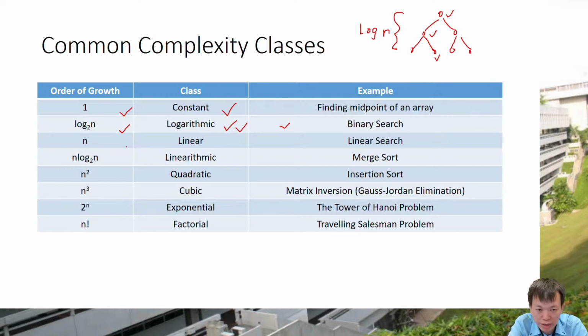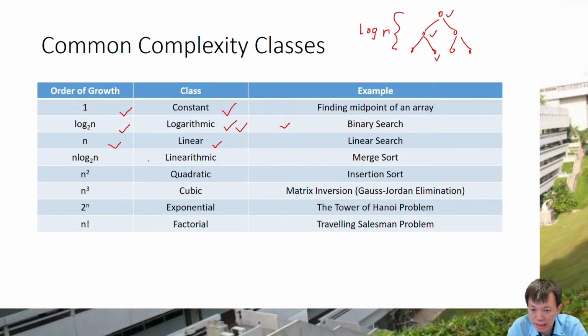You don't have to really know how to draw those diagrams. A lot of the time we can just use analysis to analyze the growth. The next one is linear. Linear is brute force search or linear search. You will see these two in next week's searching.